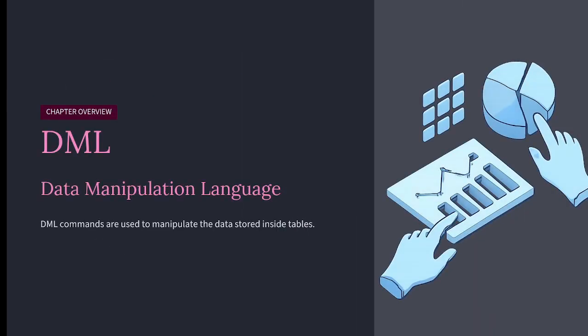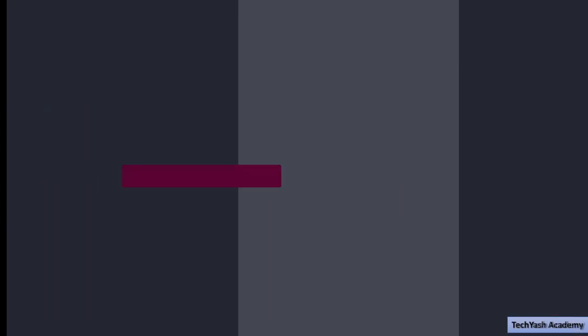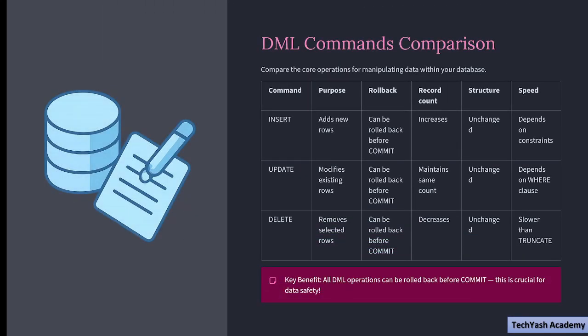DML commands are used to manipulate the data stored inside the table. So we have insert, update, and delete. The insert command adds new rows, can be rolled back before the commit, and it increases the row count. The structure is unchanged, and the speed depends on the constraints. If you are using constraints, it depends on this insert command.